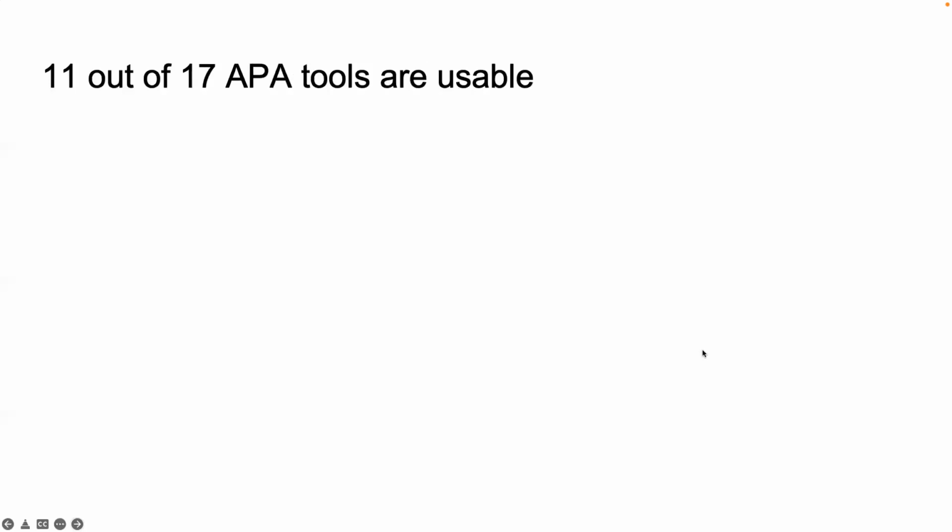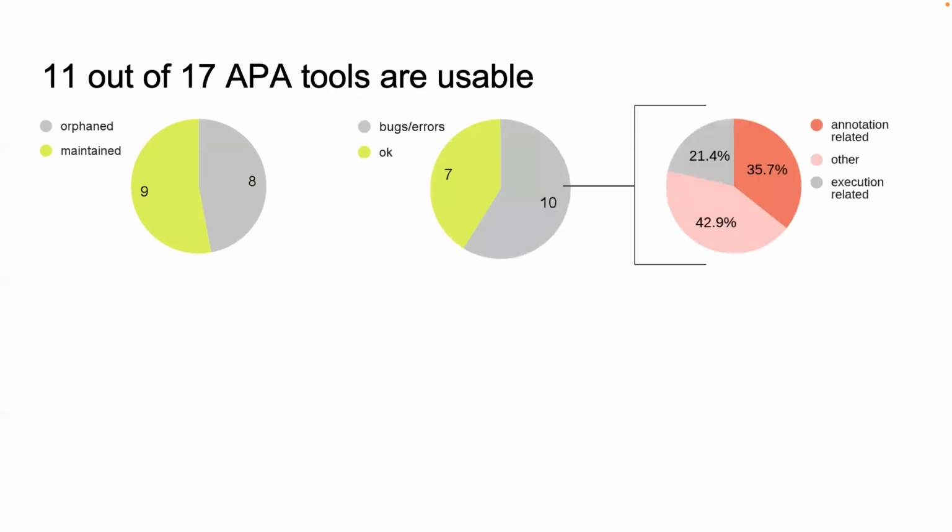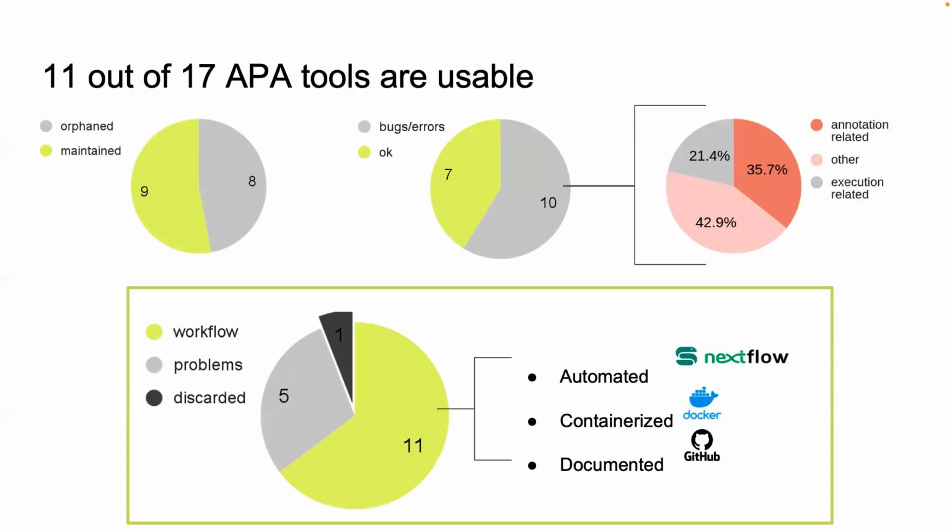Looking more into the workability of the 17 tools we tested, we first looked at whether the tools are actively maintained. We found that only around half are actively maintained, and while testing, we also found that less than half of the tools are bug-free. The bugs we found were reported and some were addressed. And finally, out of the 17 tools tested, we ended up with 11 working tools that are currently automated, containerized, and documented, while the rest are either discarded or blocked.